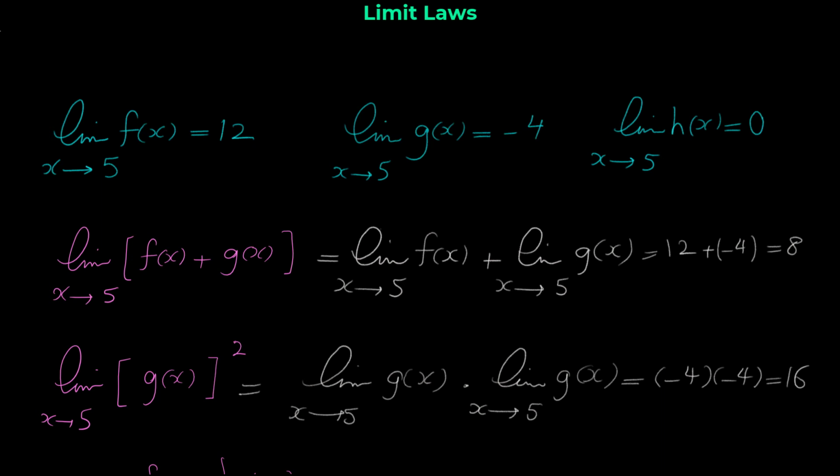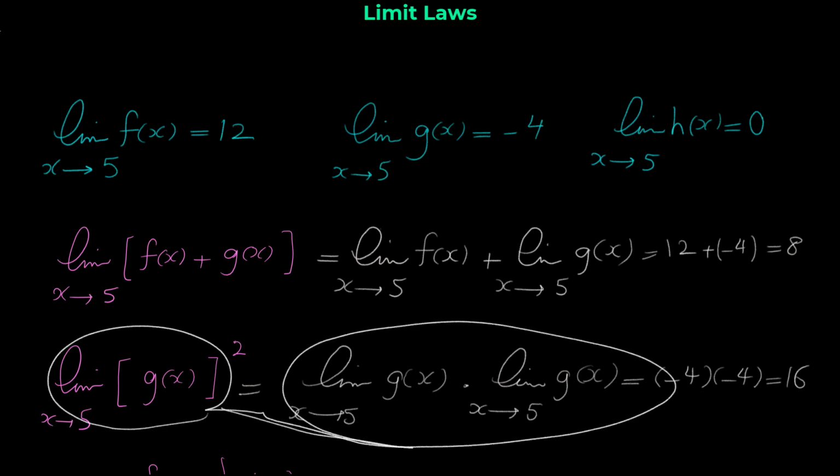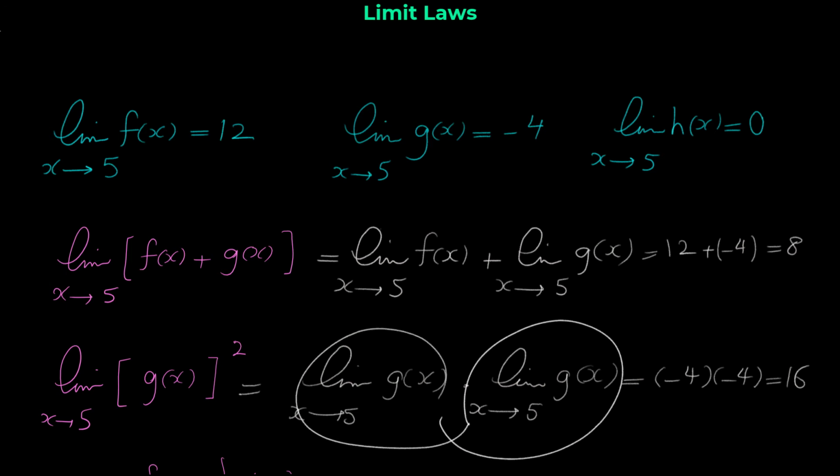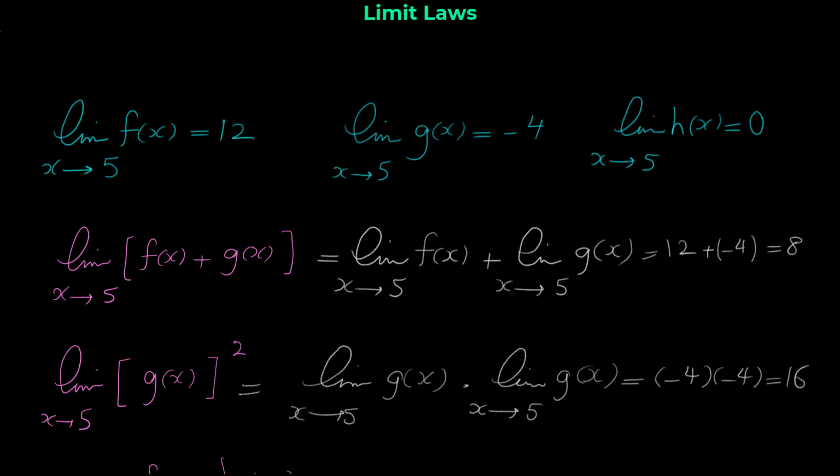Again, it's not bad that I mentioned this. We can write a limit like this in this form only when we know that the limit of g of x when x approaches 5 exists. Only when we know that each of these exists. Otherwise, it's not right to write it this way.